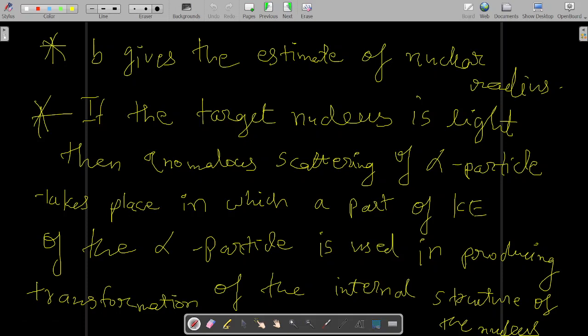the anomalous scattering of alpha particle will take place, in which a part of the kinetic energy of the alpha particle will be used in producing a transformation of the nuclear configuration of the nucleus. So in case of the target nucleus being lighter, the nuclear configuration of the nucleus will change. You must know this very well, that just like electronic configuration for atoms, there is also nuclear configuration for the nucleus. So in the anomalous scattering case, it will be used to change the internal structure of the nucleus, that means nuclear configuration.